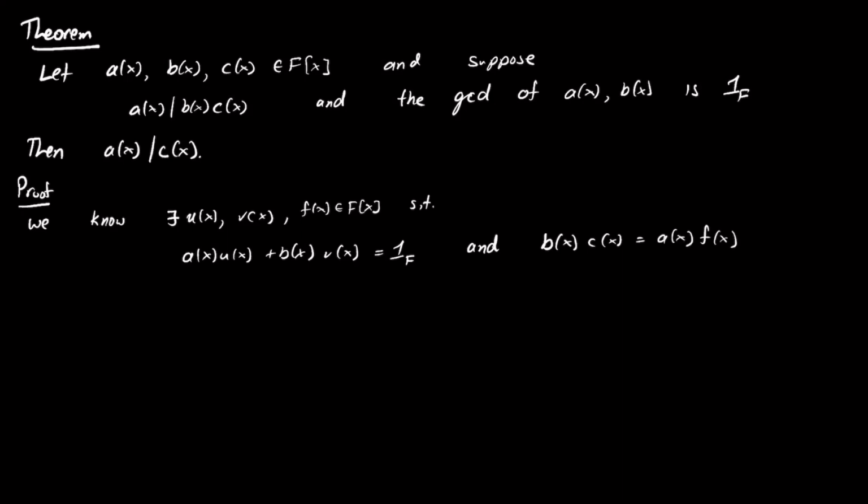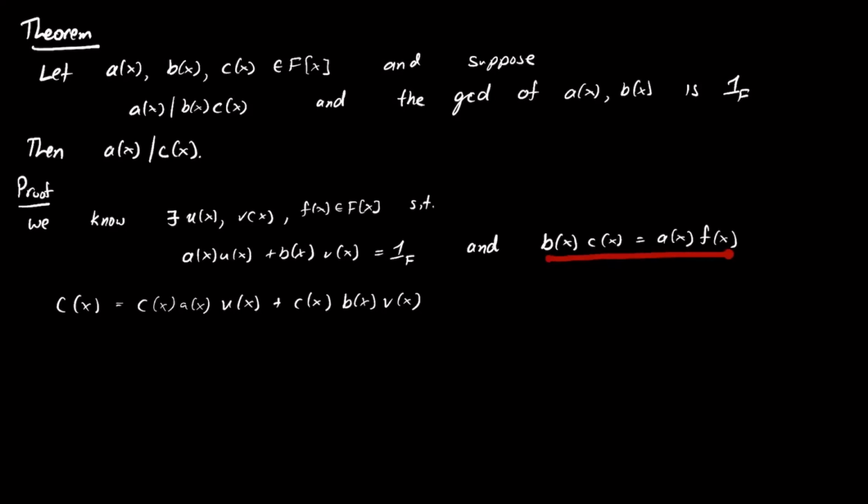And let's put these two together. Well, since I know A(x)U(x) plus B(x) times V(x) is equal to 1, I can multiply both sides of that equation by C. So I'm going to get C(x) is equal to C(x) times A(x) times U(x), and now you can see why I'm suppressing the (x)'s when I write these things, plus C(x) times B(x) times V(x). And I know that B times C can be replaced by A times F, right?